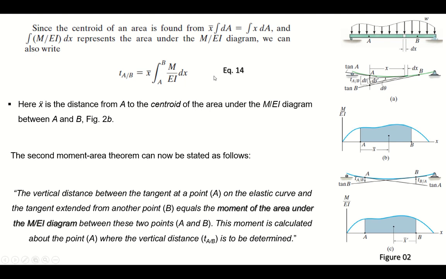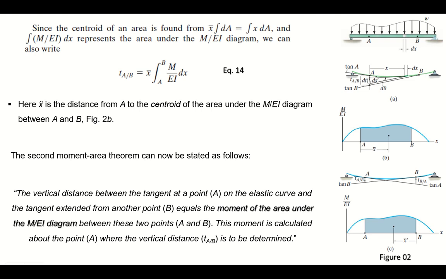So this is our equation 14, and here x bar is the distance from A to the centroid of the area. This is, for example, the area between A and B, and this is the centroid, and the centroid is somewhere at a distance of x bar from A and x bar prime from B, right? So the distance may not be the same between A and B.